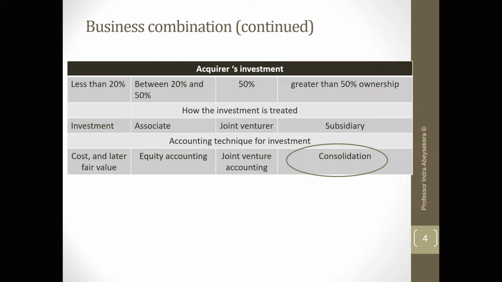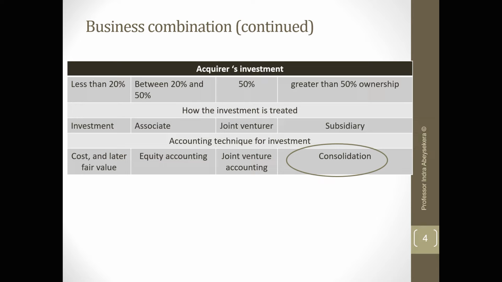When you acquire or invest in a company, the proportion of investment can vary. If it is less than 20%, we call that an investment, and the person who is investing is called an investor. The investment is recorded at cost, and later it is updated to fair value.